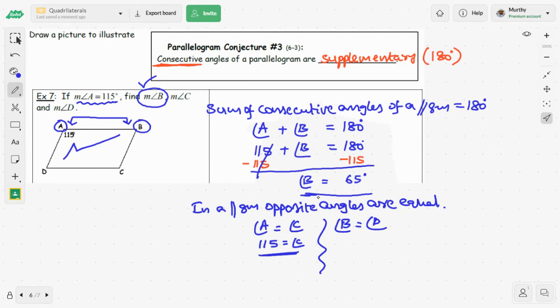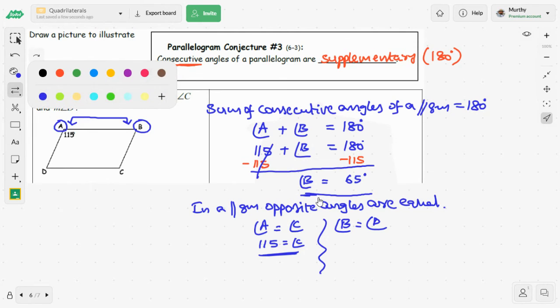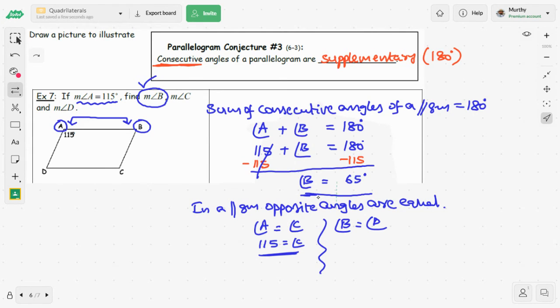Let me show on the diagram. Angle B and angle D, these two are opposite, right? Therefore, angle B equals angle D. Just now I figured out that the value of B is 65 degrees. Therefore, the value of angle D is also 65. I found B, I found C, I found D. Then any questions on this?